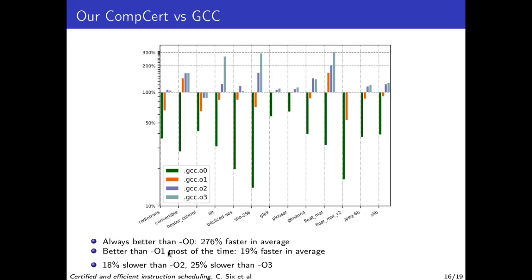-O1 has a couple of basic optimizations, but it does not produce bundles, so that's why we are still 20% faster on average. Finally, compared to -O2 and -O3, we are 18% slower and 35% slower on average.